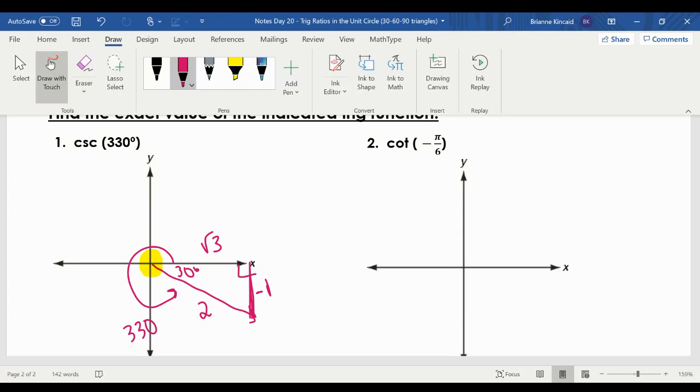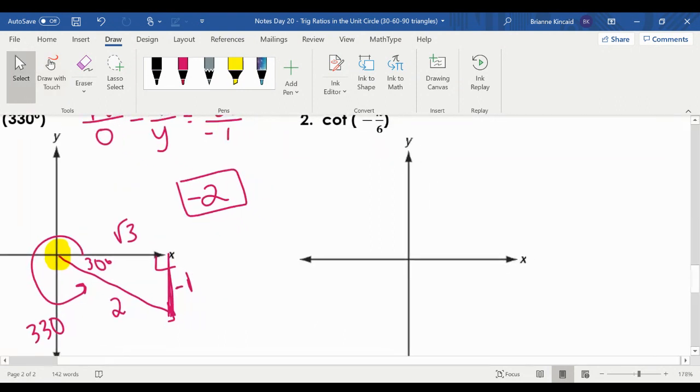CSC, cosecant, is the reciprocal of sine. Sine is the opposite over the hypotenuse. So this is the hypotenuse over the opposite, or the r over the y. Radius is 2. The y value is -1, 2 over -1. The cosecant at 330 degrees is -2. You can always check these values by plugging them into a calculator. Just make sure that if it's degrees, your mode is in degrees, and if it's radians, your mode is in radians.